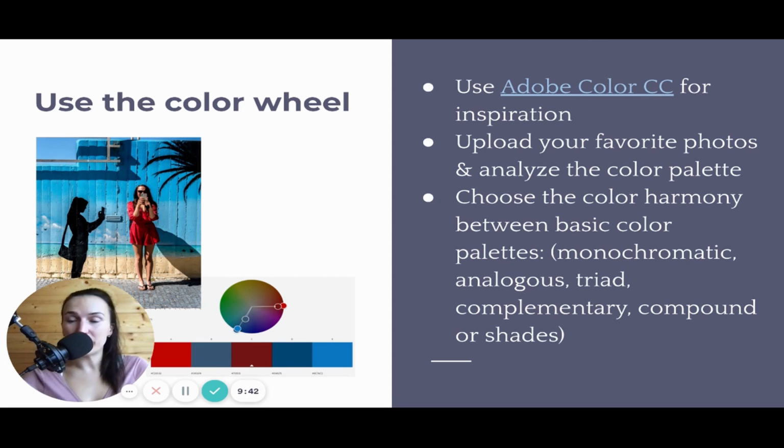And another thing, we will dive deeper into color theory in our other sessions. But again, I'm here to remind you that you can always use the color wheel even if you're shooting with a phone. And you can choose the color harmony between basic color palettes like monochromatic, analogous, triad, complementary, and shade. We will dive deeper into this in another session, so definitely check it out.